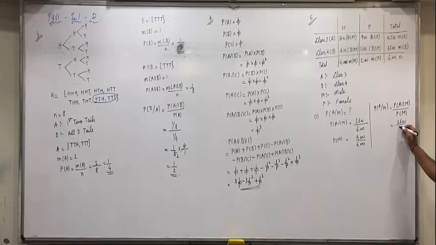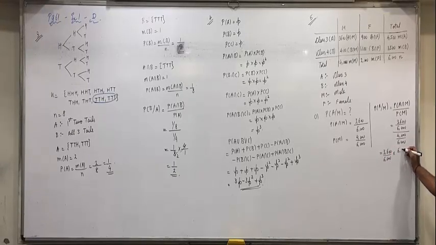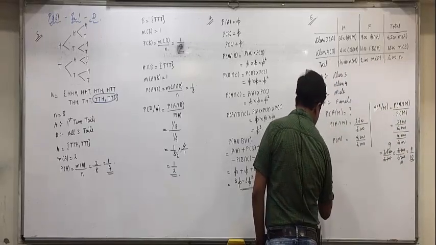3600 upon 6000 whole upon 4000 upon 6000. So 3600 upon 6000 into 6000 upon 4000. 6000 gets cancelled, zeros get cancelled. 4 into 9, 4 into 10. So 9 by 10. Did you all understand this?